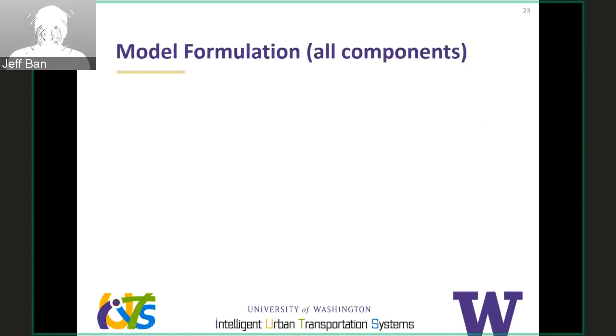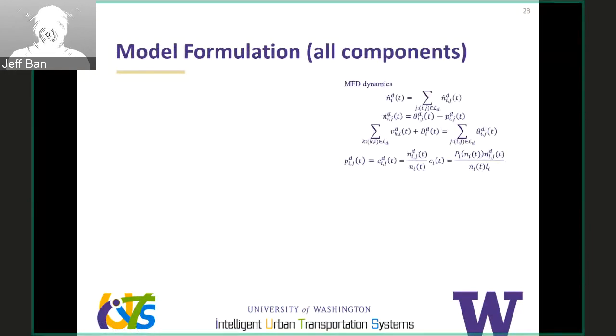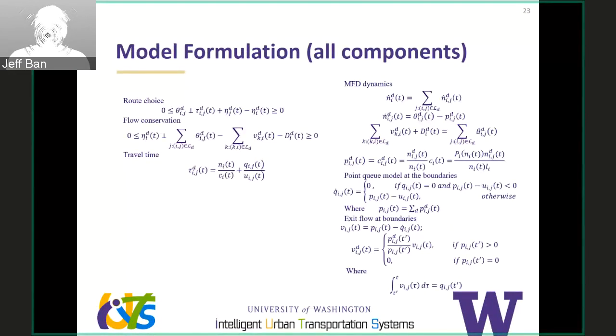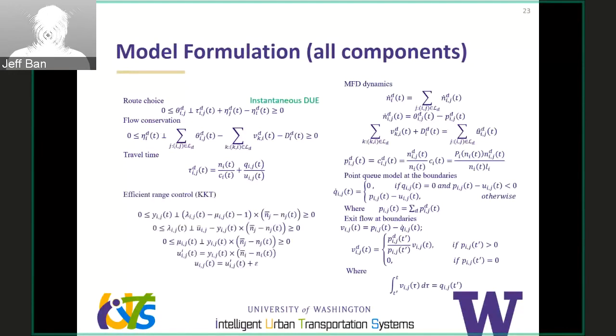Okay, so I explained, hopefully, the four major components based on different dynamics of behavior. But if you put everything together, it's an MFT dynamics, right? I copy the formulations, point Q, copy the formulations. There's a route choice. I copy this complementarity conditions, right? At DUE, I copy the KKT for the efficient range control, right?